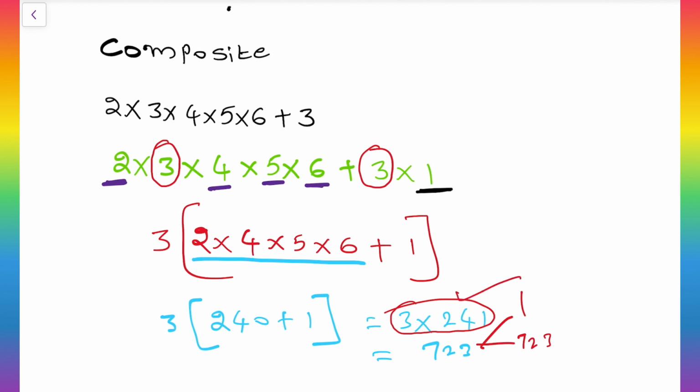So 241 is considered a factor. In the same way, 241, if you multiply with 3, we get the answer 723. So 3 is also one of the factors. So here we can see 4 factors. So definitely we can say very clearly that 723 is a composite number.